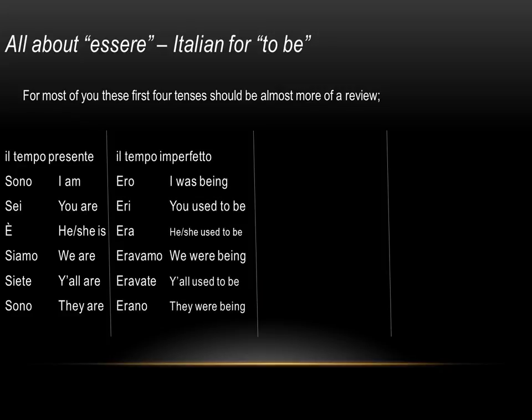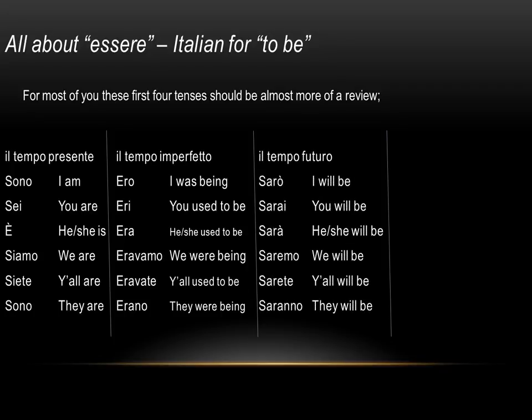Okay, here we go. Il tempo imperfetto, the imperfect tense, is ero, I was being, or I used to be. Something I wanted to point out here, I just alternated the use of I was being and used to be in here so that you'd see them both, but either or applies to every verb. Okay, so ero, I was being. Eri, you used to be. Era, he, she used to be. Eravamo, we were being. Eravate, y'all used to be. Erano, they were being.